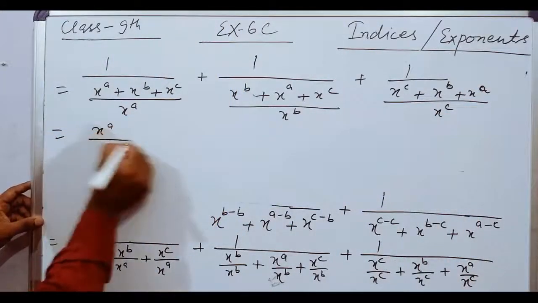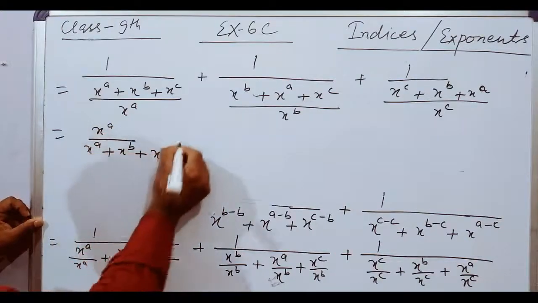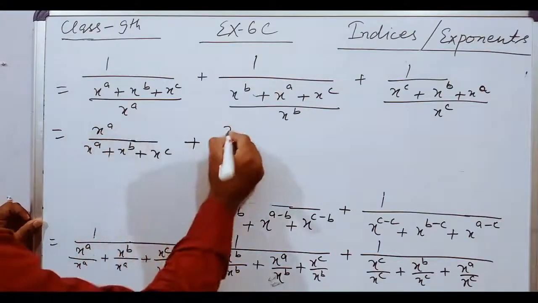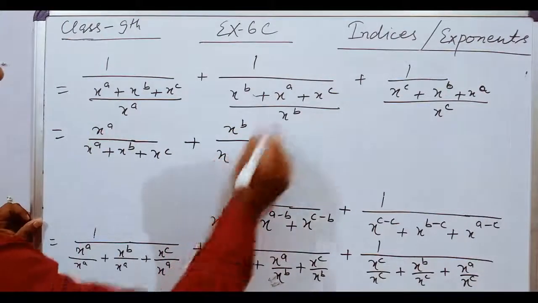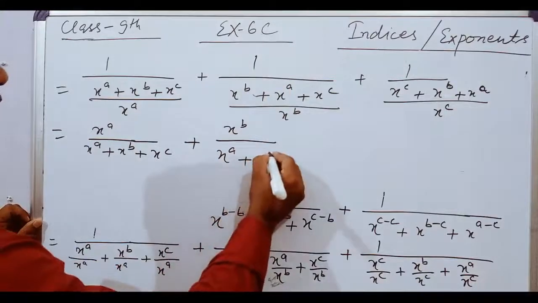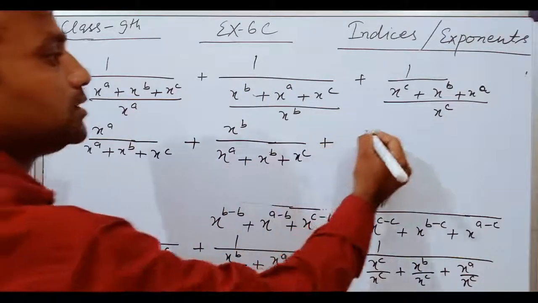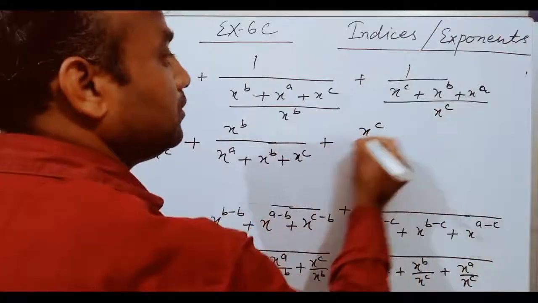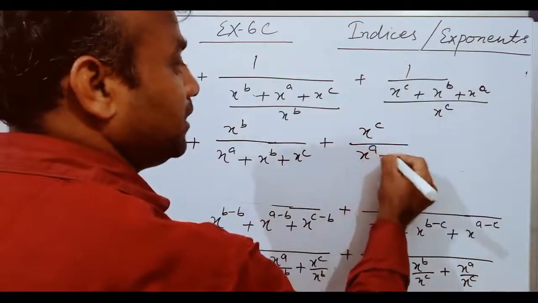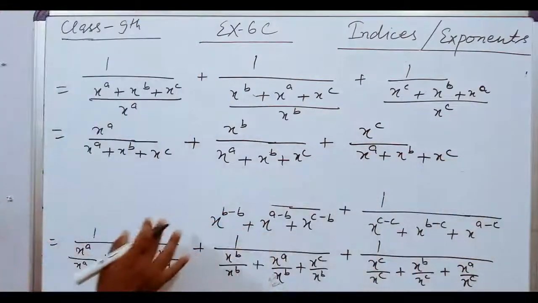x to the power a upon x to the power a plus x to the power b plus x to the power c, plus x to the power b will go up upon x to the power a. First we can write this: x to the power b plus x to the power c plus x to the power c will go up. So x to the power a plus x to the power b plus x to the power c.